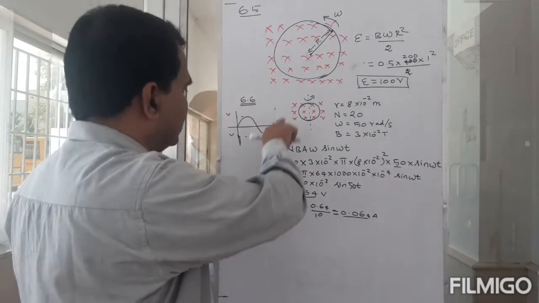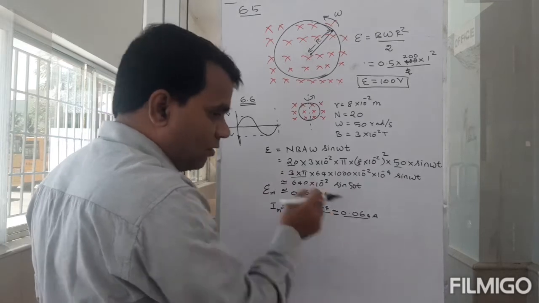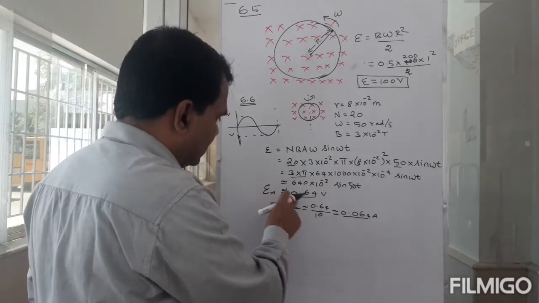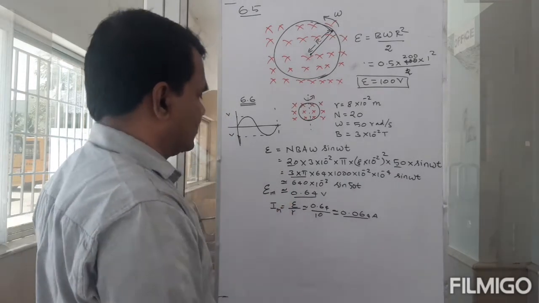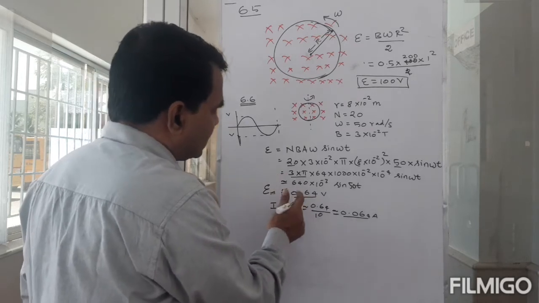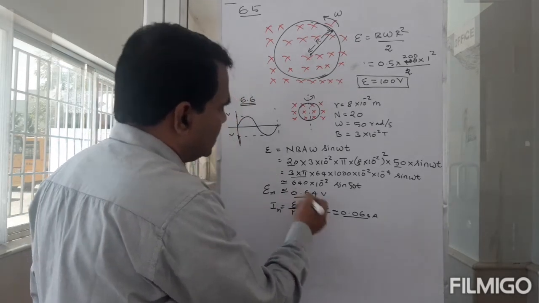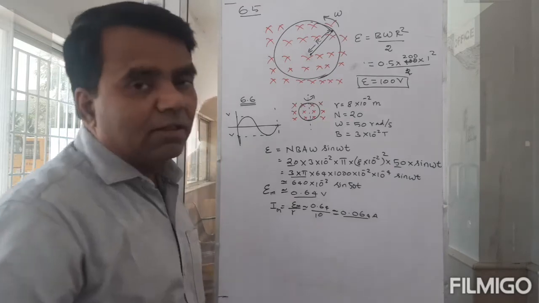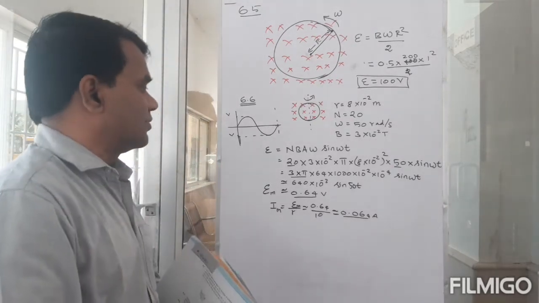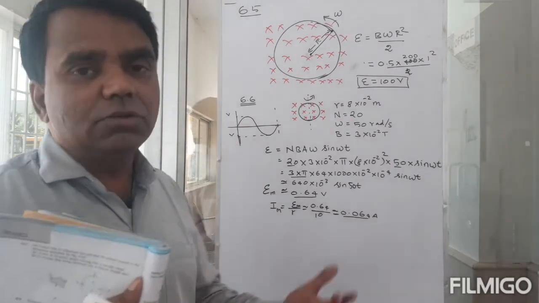Because the current also will vary depending on the EMF, because it's always EMF by resistance. So if EMF is changing, then this will also change. But now it is the maximum EMF by the resistance. So this is how you do this problem. Okay, now let's do problem 6.7. It's slightly a tricky problem, but you can do it.